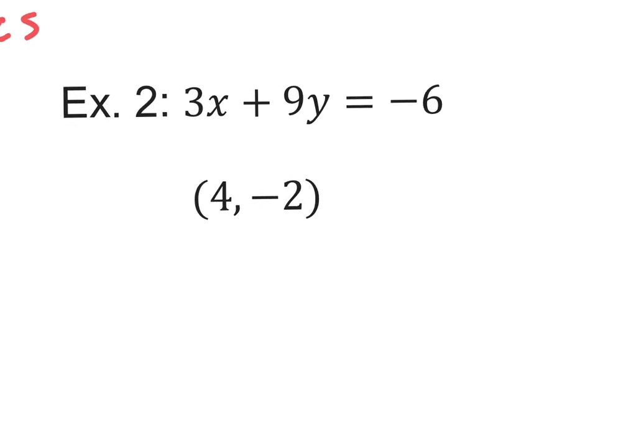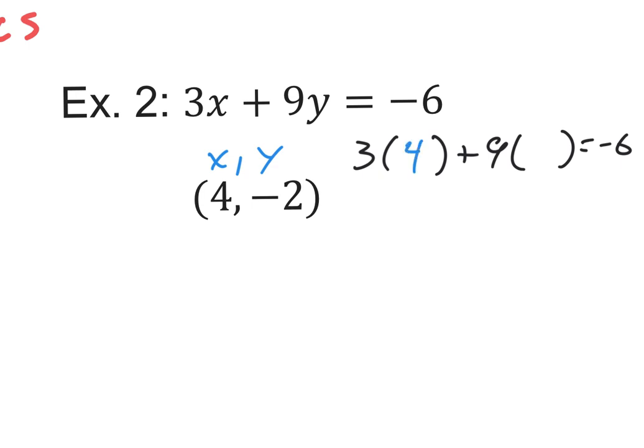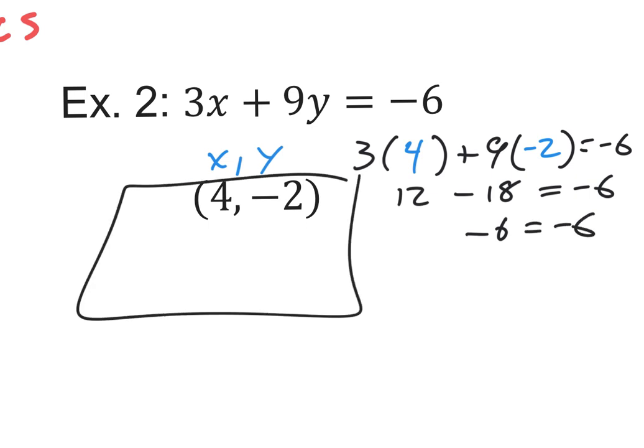Once again, I have an x and a y, and so I'm just going to rewrite the equation, plugging in my x and y. This one's in the same order, so it's easy. I like to just use parentheses for anything that I'm plugging in. It's a very good practice. So my x is 4 and my y is -2, and let's just work it out. 3 times 4 is 12. 9 times -2 is -18. I have -6, and 12 minus 18 is, in fact, -6. Therefore, this is a solution.